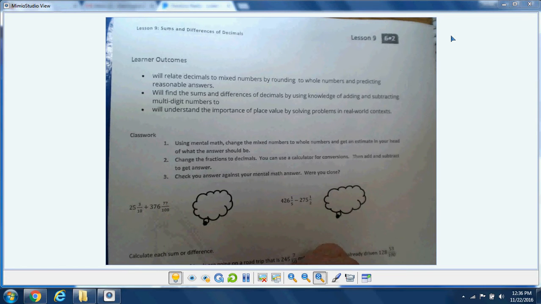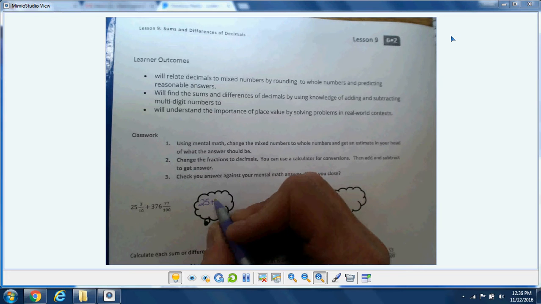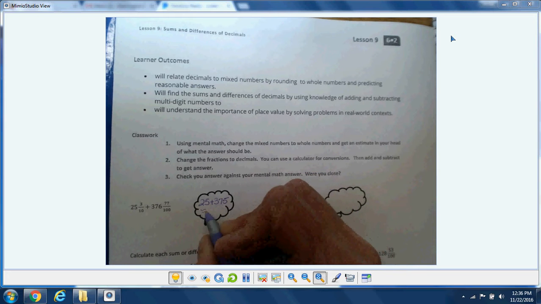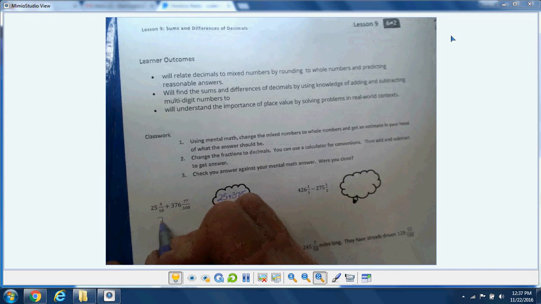We're going to use mental math to estimate what we think our answer should be. So we're just going to use our whole numbers, 25, and just for the sake of it, I'm going to round down to 375. So I'm going to say my answer is going to be a bit more than 400. Let's see how close I get.